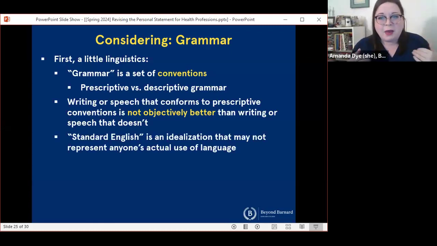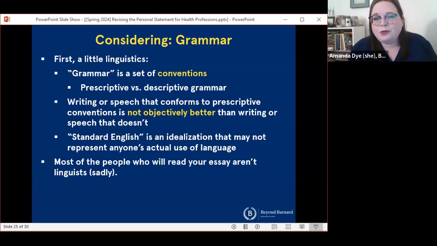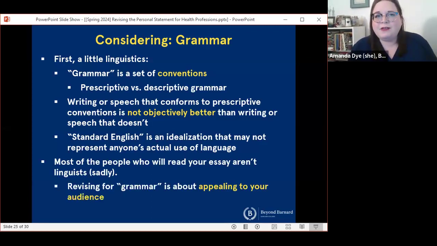Standard English, in my view, is an idealization that probably doesn't really reflect anyone's actual use of the English language. And I think that that's true for all standard forms of all languages. But most of the people who are going to read your essay are not people who spent their whole 20s being linguists. I'm very sorry. So when I talk about revising for grammar, I'm talking about appealing to your audience. I'm talking about essentially a politeness convention, presenting your writing in a way that is most likely to be received the best by the greatest number of people.